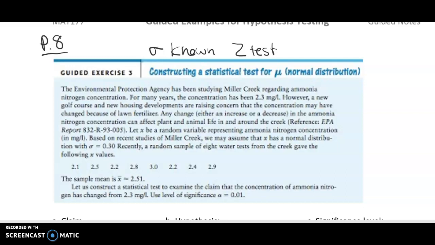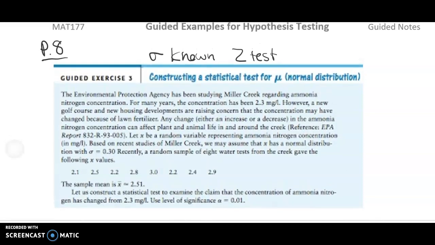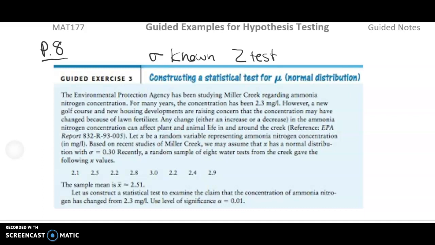For our next example, we're going to do page 8 from your guided examples for hypothesis testing packet. It's another example where sigma is known. And when sigma is known, we do a z-test.